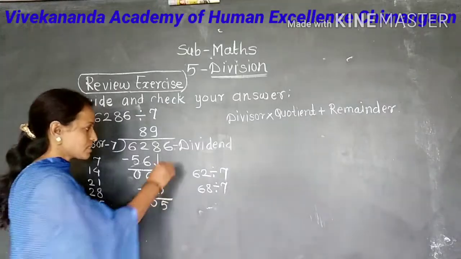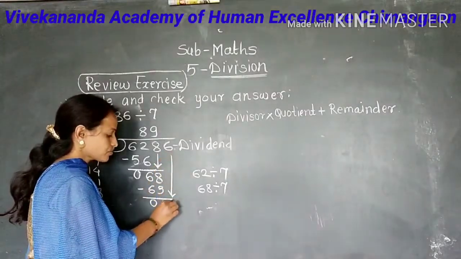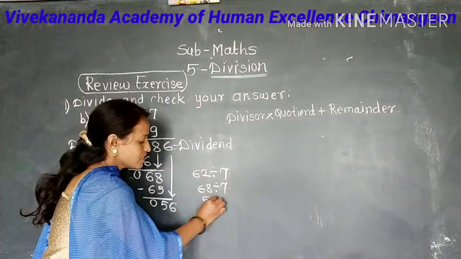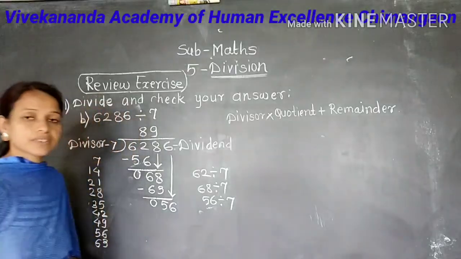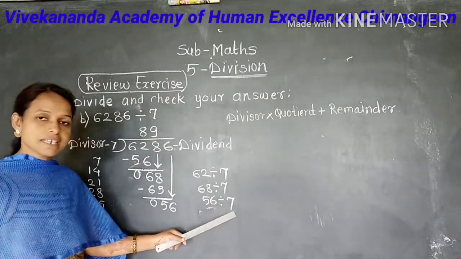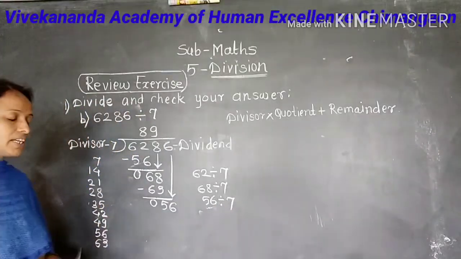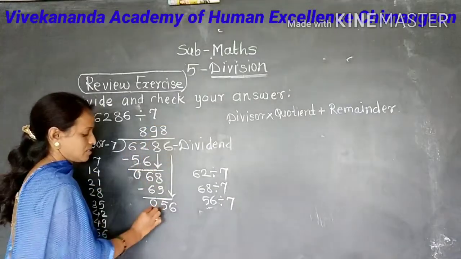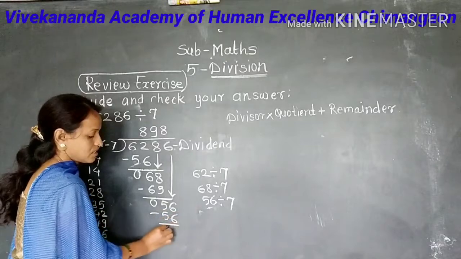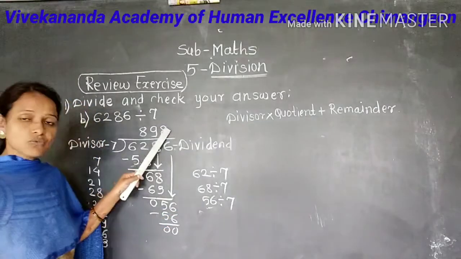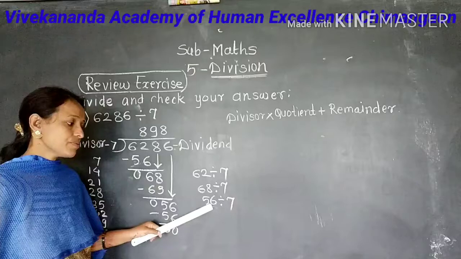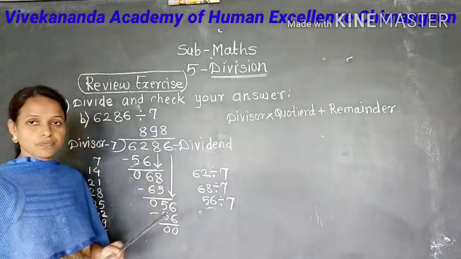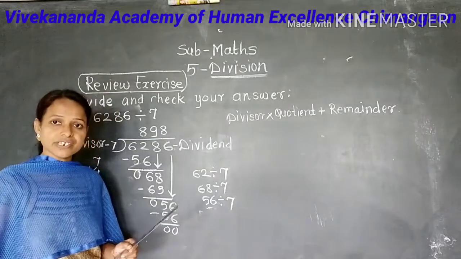Next digit is 6. Bring it down. 56. Now we divide 56 by 7. By dividing 56 by 7, it gives us quotient 8. 7 8s are 56. 8 is written in the ones place. So here we divide 56 by 7. It gives us quotient 8 and remainder 0. In this way, our division is completed.